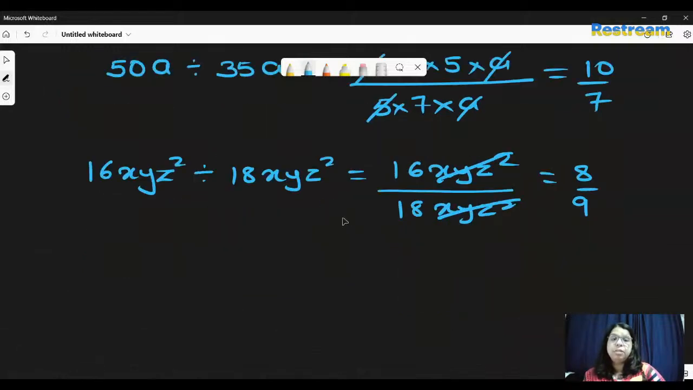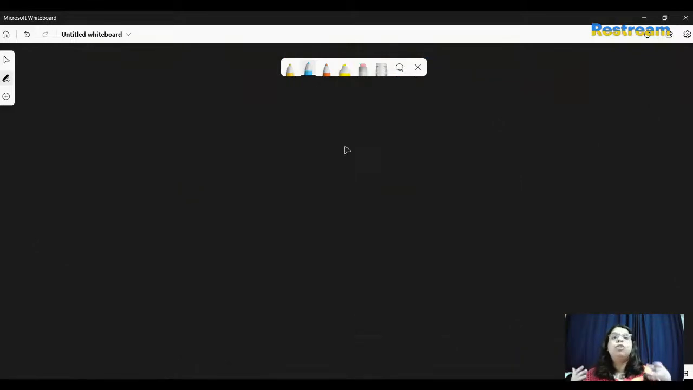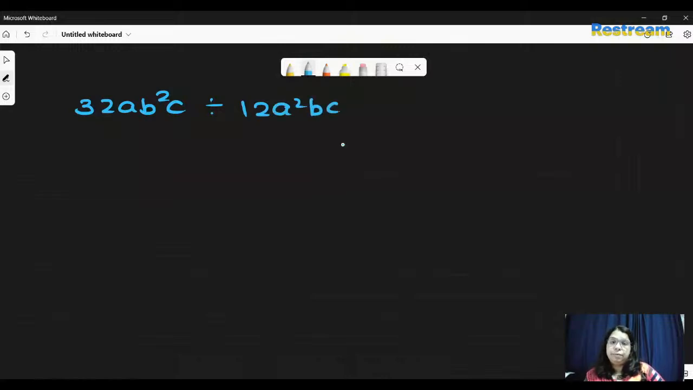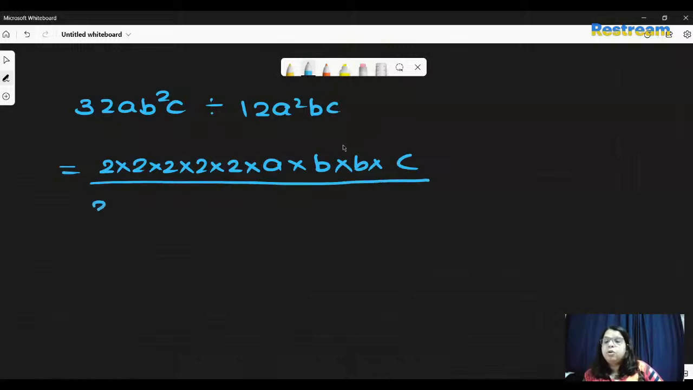Now for unlike terms, again our factorization is going to come and help us. So what we are going to do is take, let's say, 32 a b square c divided by 12 a square bc. I'm going to write 32 as 2 into 2 into 2 into 2 into 2 into a into b into b into c, the whole over 2 times 2 times 3 times a into b into c.